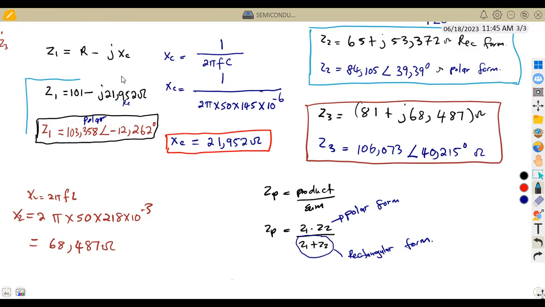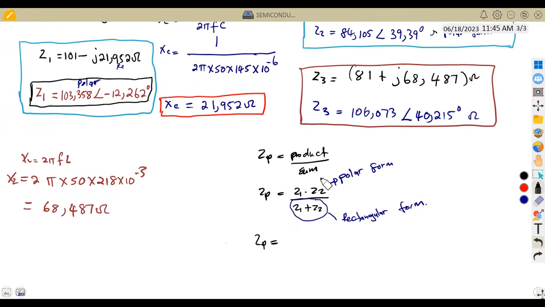Remember our Z1, we've got both in rectangular and in polar form. So we are going to have our ZP, which is equal to, like I said, it's best for us to multiply in polar form. So we take Z1 in polar form: 103.358 angle negative 12.262 degrees. This is multiplied to Z2.